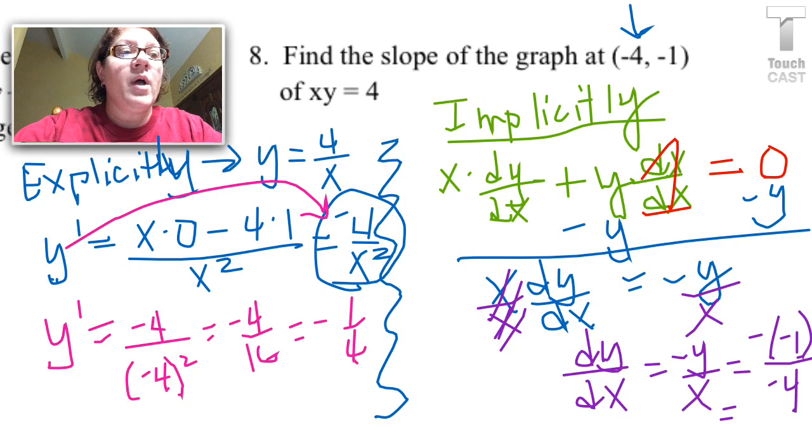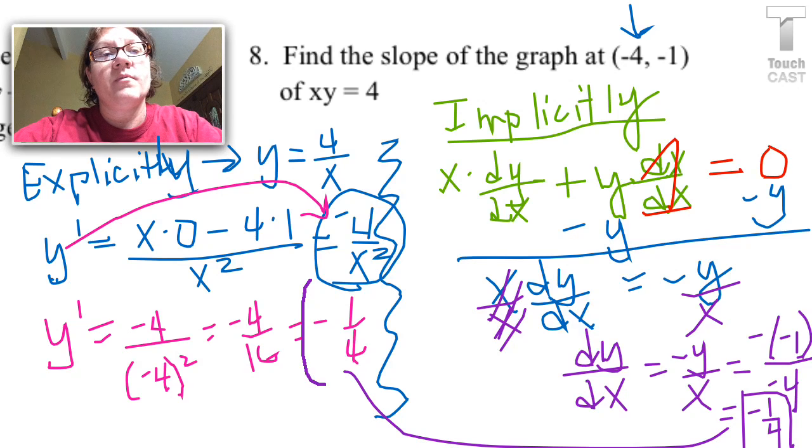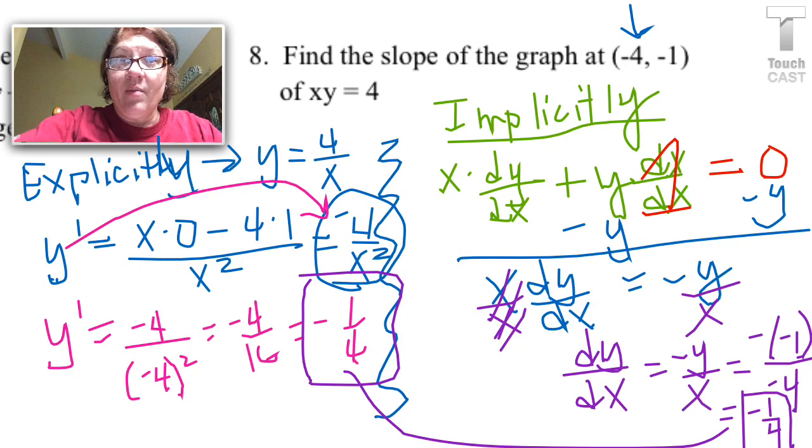And oh my gosh, look at that. It's equal to the same value. So it works either way. Pretty cool, huh?